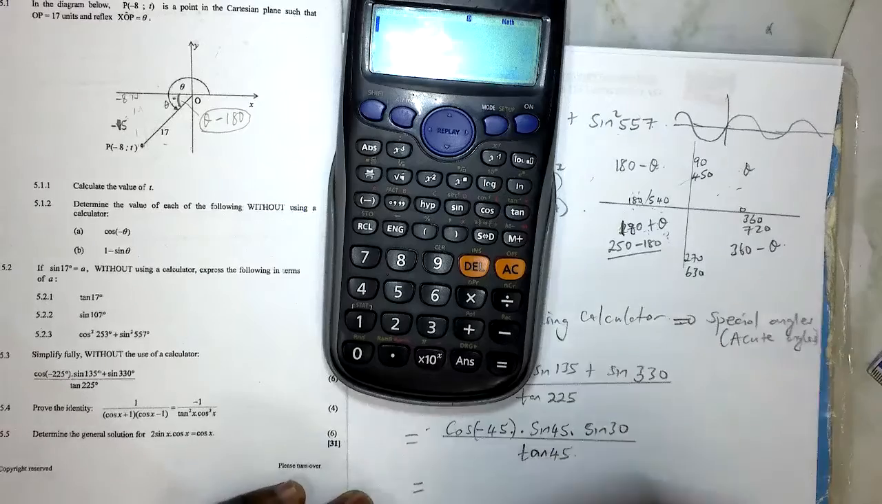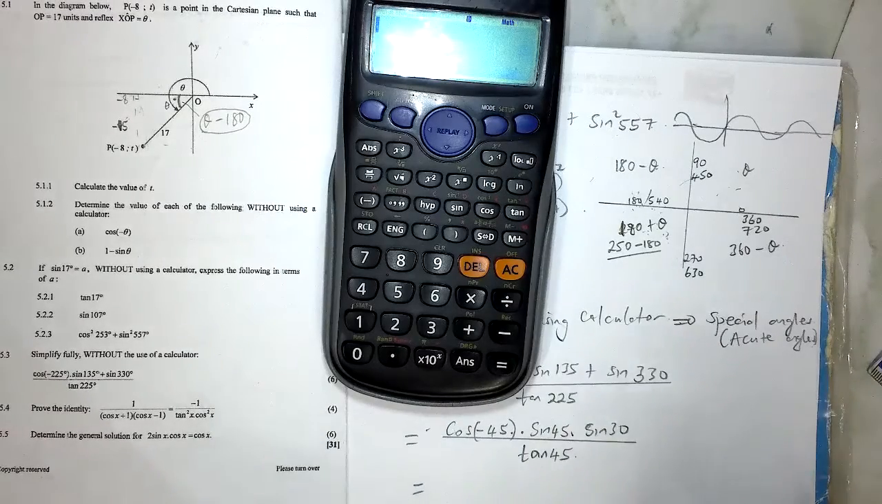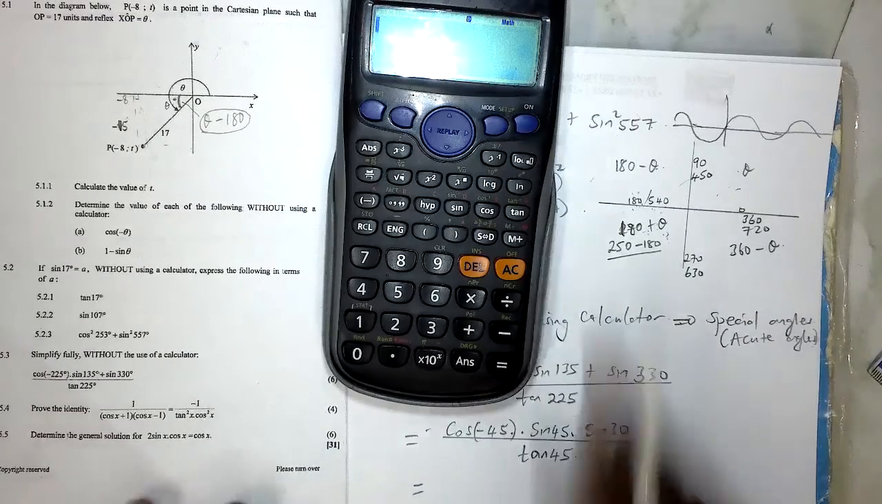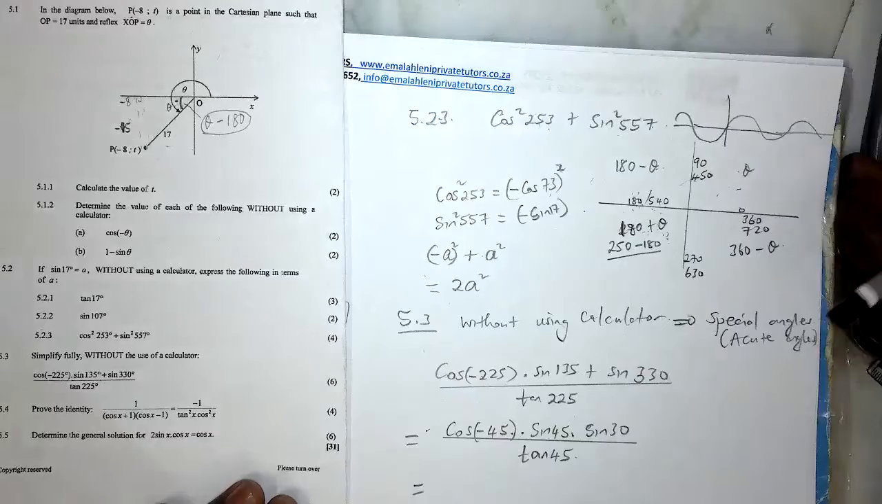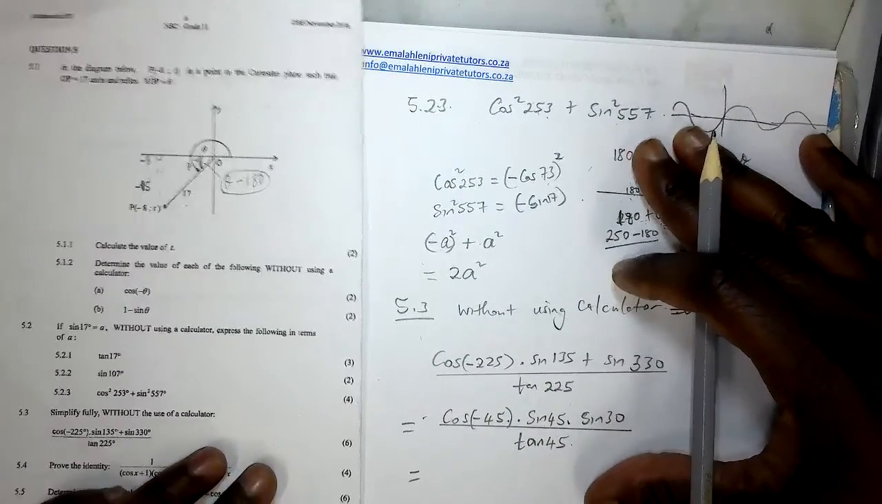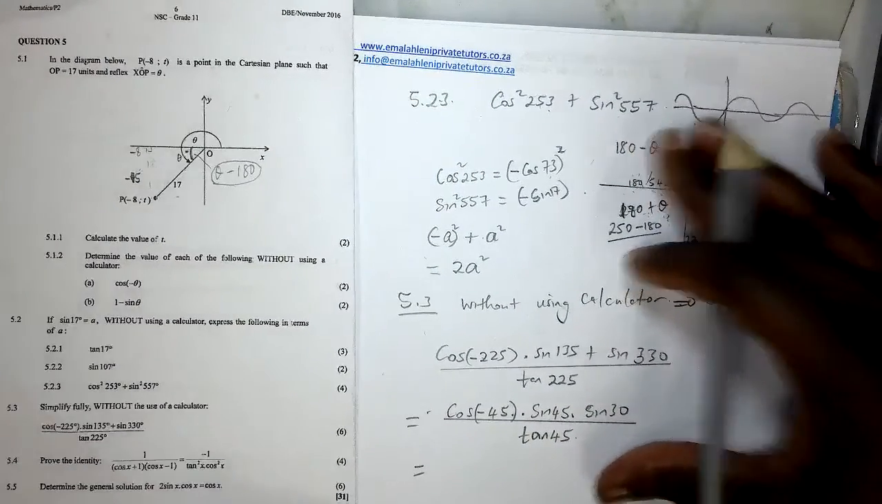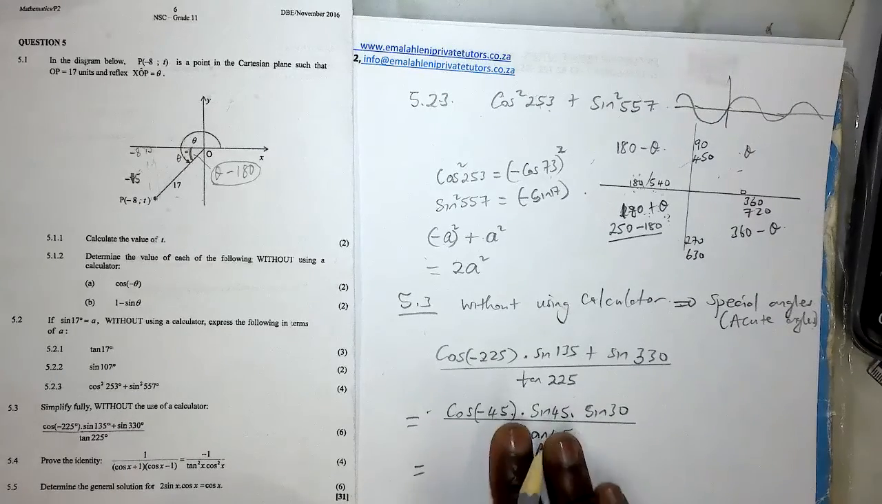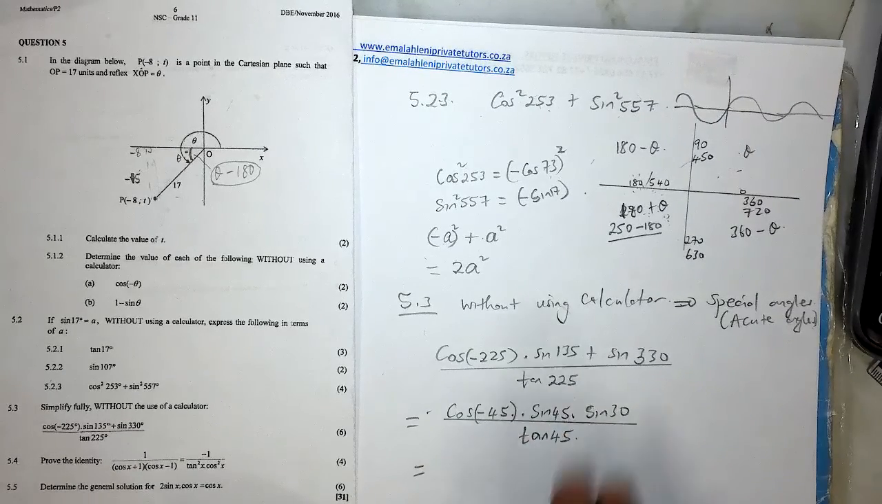Now, when they say without using a calculator, they want you to show all your working. They want you to show all the steps. They want you also to use the acute special angles. That's what they want. So when you represent this, you get all your marks by just writing this. Now, let's move on to finding the values.